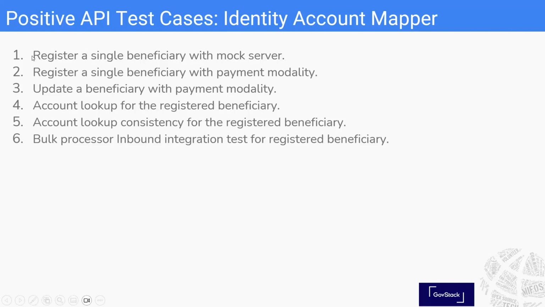So we could test it. The positive test cases that we recommend are: we could test whether a single beneficiary is being registered or not, whether payment modality is being updated there or not, whether account lookup is being performed for that identity account mapper or not. For example, this could be tested. Once you send a request with the functional ID in it, whether it is returning the correct response to it or not, that could be done.